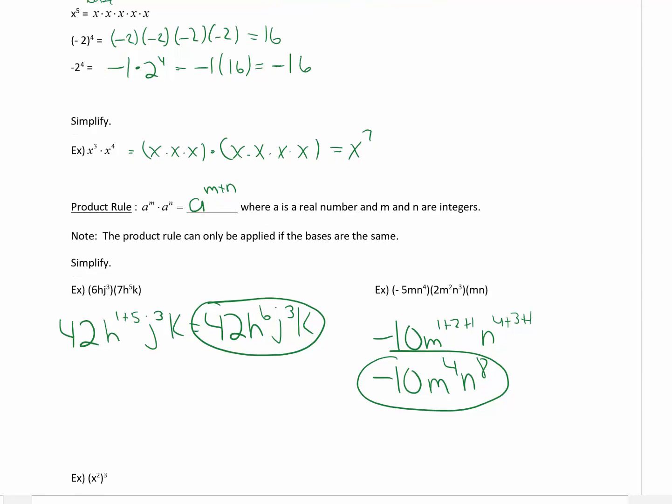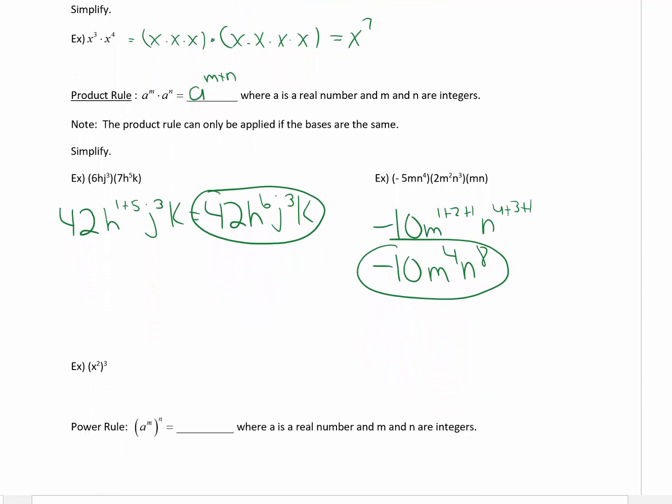Okay, so now let's talk about x squared taken to the 3rd power. Well, I can expand this out as x squared times x squared times x squared. So when you multiply exponents with the same base, you add the powers. 2 plus 2 plus 2 is 6. So this is x to the 6th.